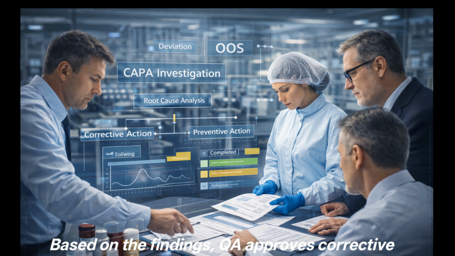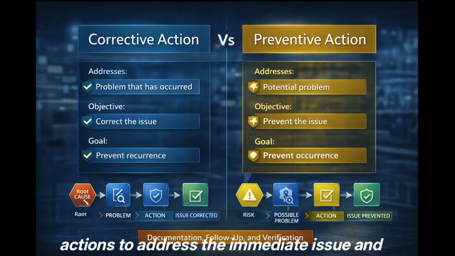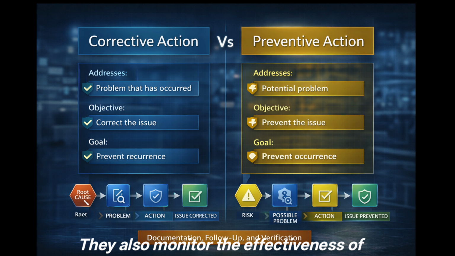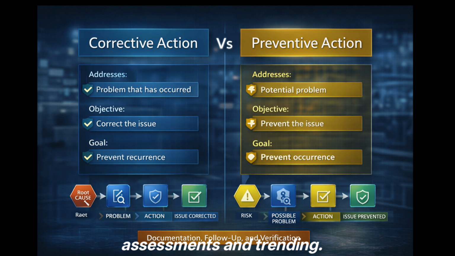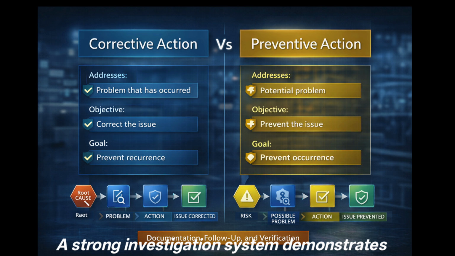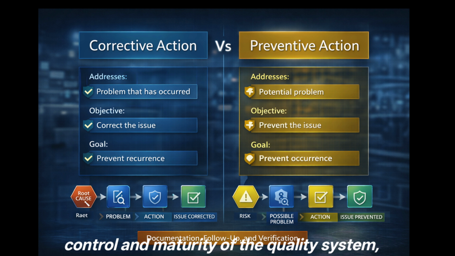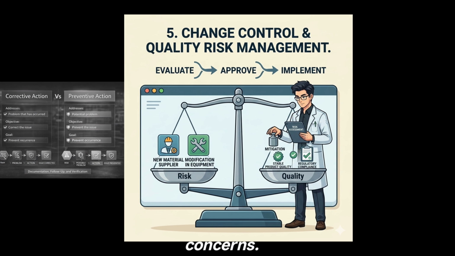Based on the findings, QA approves corrective actions to address the immediate issue and preventive actions to avoid recurrence. They also monitor the effectiveness of implemented CAPAs through follow-up assessments and trending. A strong investigation system demonstrates control and maturity of the quality system, while a weak one raises serious regulatory concerns.